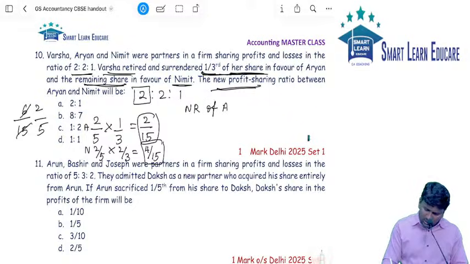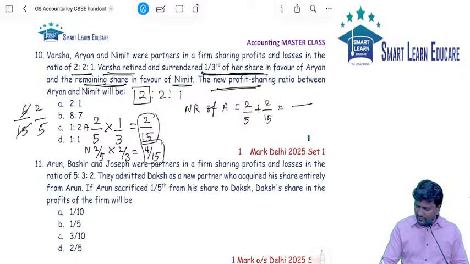A's new ratio is equal to the already existing old ratio 2/5 plus 2/15. Tell me, 2/5 plus 2/15, LCM 15. It is 3 times 2, which is 6. 6 plus 2 will give you 8/15.